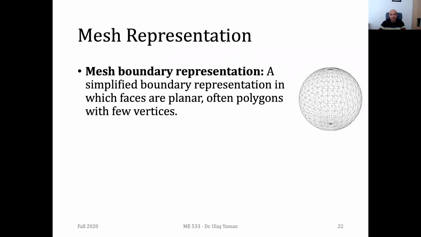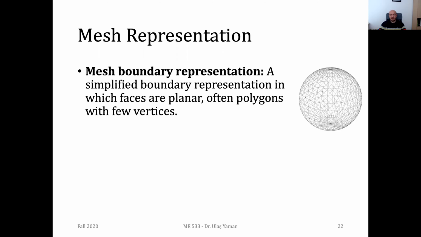So let's continue from another type of solid representations. This is mesh representation. And as the name implies, we are using meshes to represent the boundaries. And again, in this one, the interior is represented implicitly. We are assuming that we have a solid interior. So our main focus will be the outer boundary, and it will be represented with planar polygons.